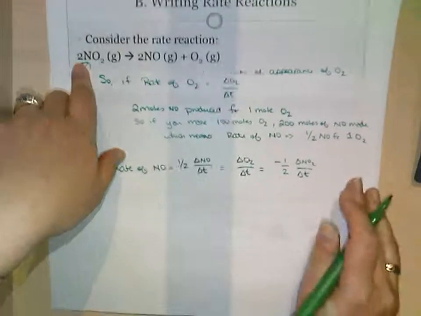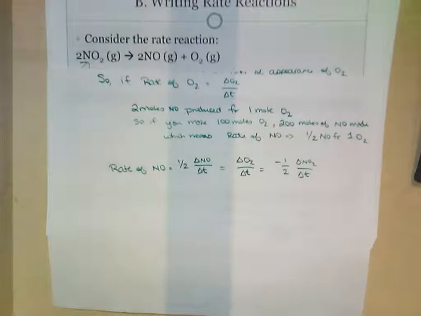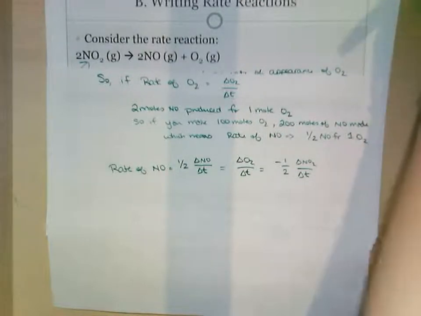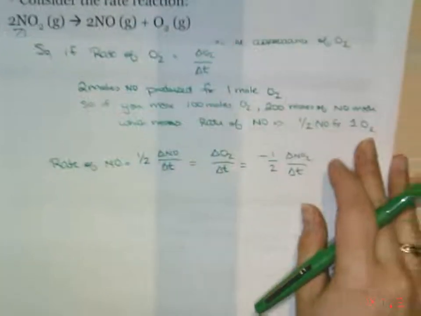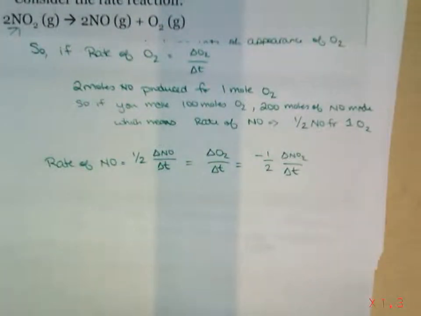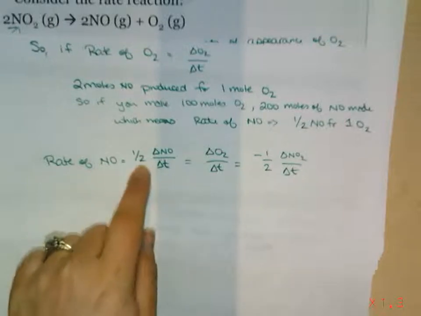And why do I have that negative sign? It's disappearing, and I can't have a negative rate. So I have to have a negative rate to make a positive rate. I'm writing kind of small today. There we go. Okay. So how are these fractions related to my stoichiometric coefficients?